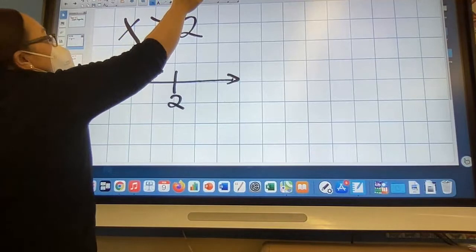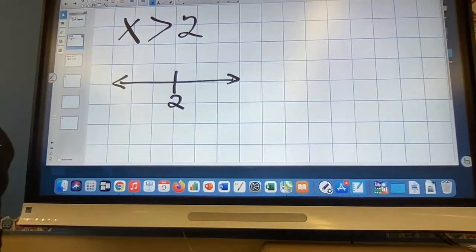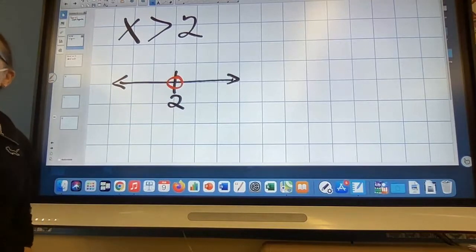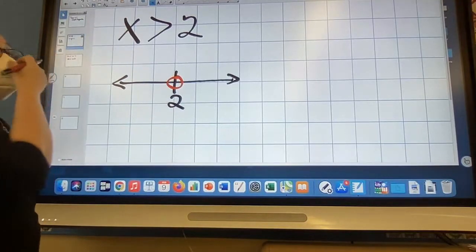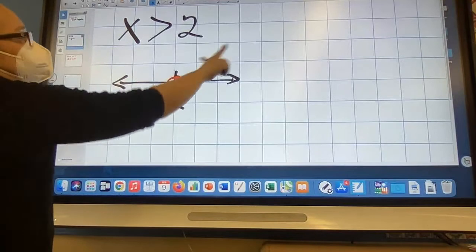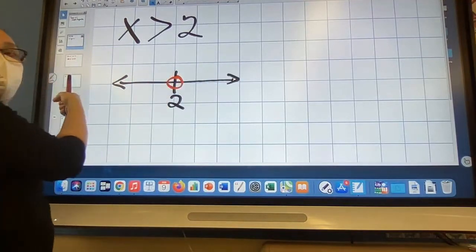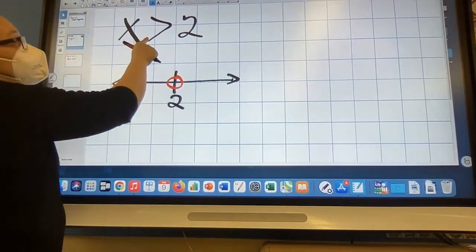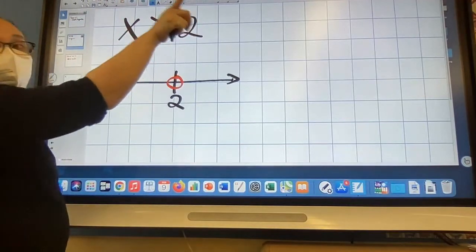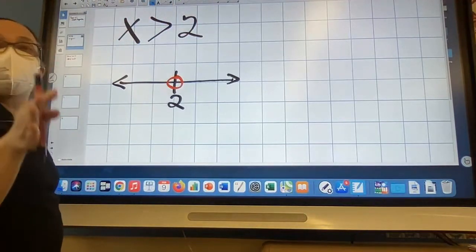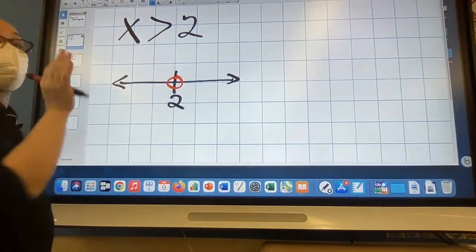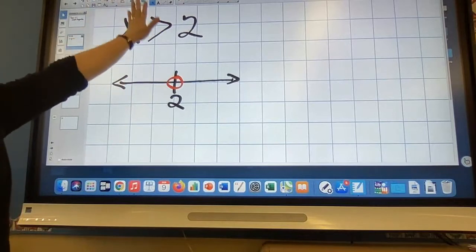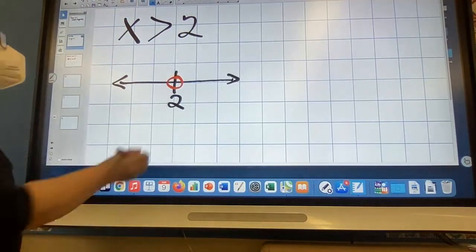So if that said, I'm going to graph it here. Should it be open or should it be closed? Open. Should I put my arrow to that side or to the other side, to the right or to the left? If you look at this, that is pointing to the right. You just have to follow what it says as long as it is in standard form: variable, inequality, and number. So we go that side.